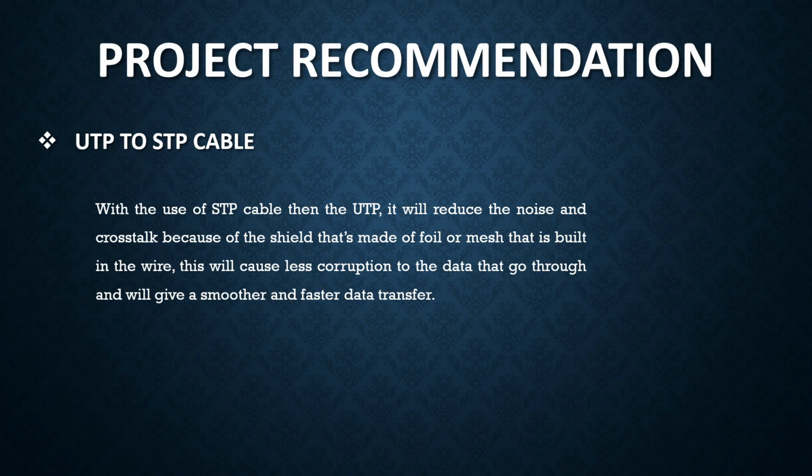Second, UTP to STP cable. With the use of STP cable instead of UTP, it will reduce the noise and crosstalk because of the shield made of foil or mesh that is built into the wire. This will cause less corruption to the data that goes through and will give a smoother and faster data transfer.